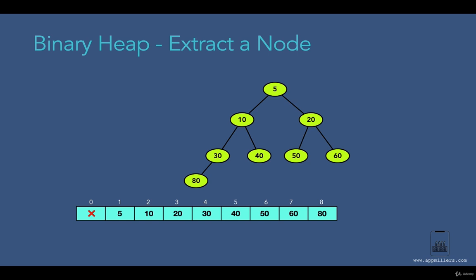Now in the previous lecture we have learned how we can insert a node to a binary heap. So hopefully everything is clear there. Now in this lecture we will learn how we can extract an element from the binary heap. Now let's say we have a binary heap like this and it's basically a minimum heap.